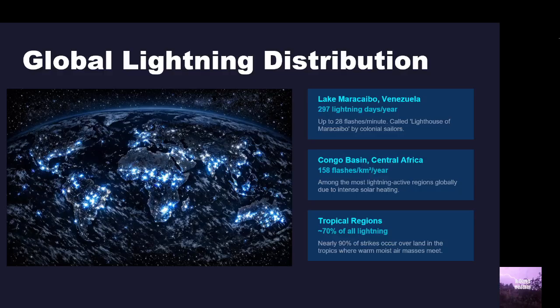Global lightning distribution. Lake Maracaibo, Venezuela: 297 lightning days a year, up to 28 flashes a minute, called the Lighthouse of Maracaibo by colonial sailors. Congo Basin, Central Africa: 158 flashes per square kilometer a year, among the most lightning-active regions globally due to intense solar heating. Tropical regions: 70% of all lightning. Nearly 90% of strikes occur over land in the tropics where warm, moist air masses meet.